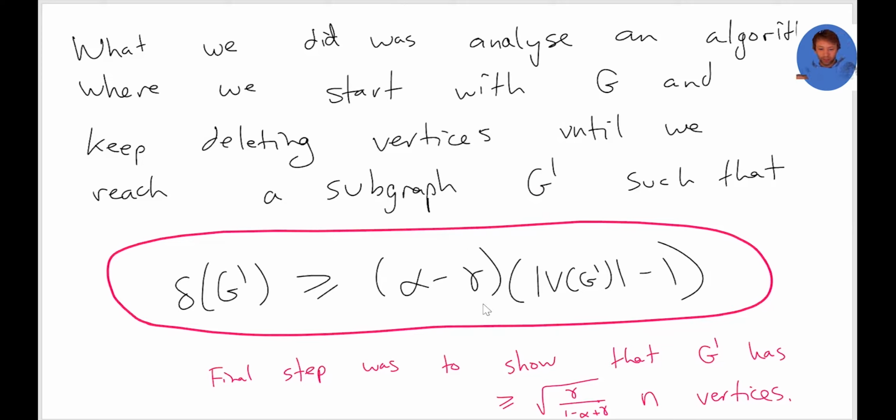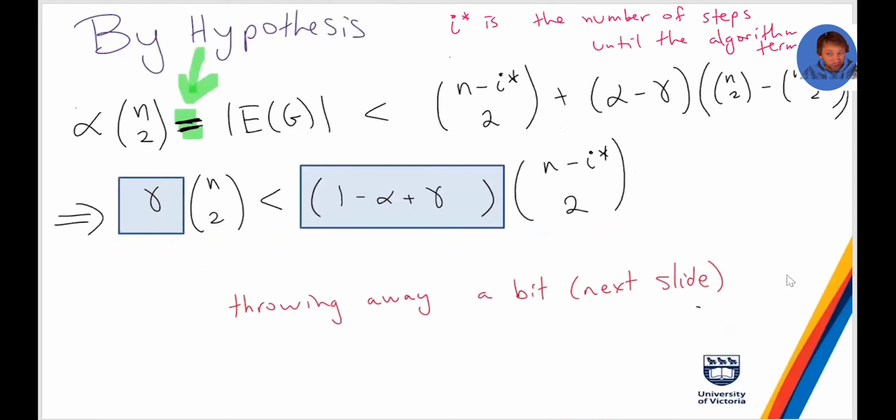Okay, so we just keep deleting the vertex of smallest degree until this holds. And what we wanted to show is that at the final step, the graph G prime has at least this many vertices. So some weird function of gamma and alpha times n, the square root of blah, blah, blah times n vertices. Which in other words is the same as saying we want to show that the number of vertices you delete is not too big. Okay, this is where we were in the proof.